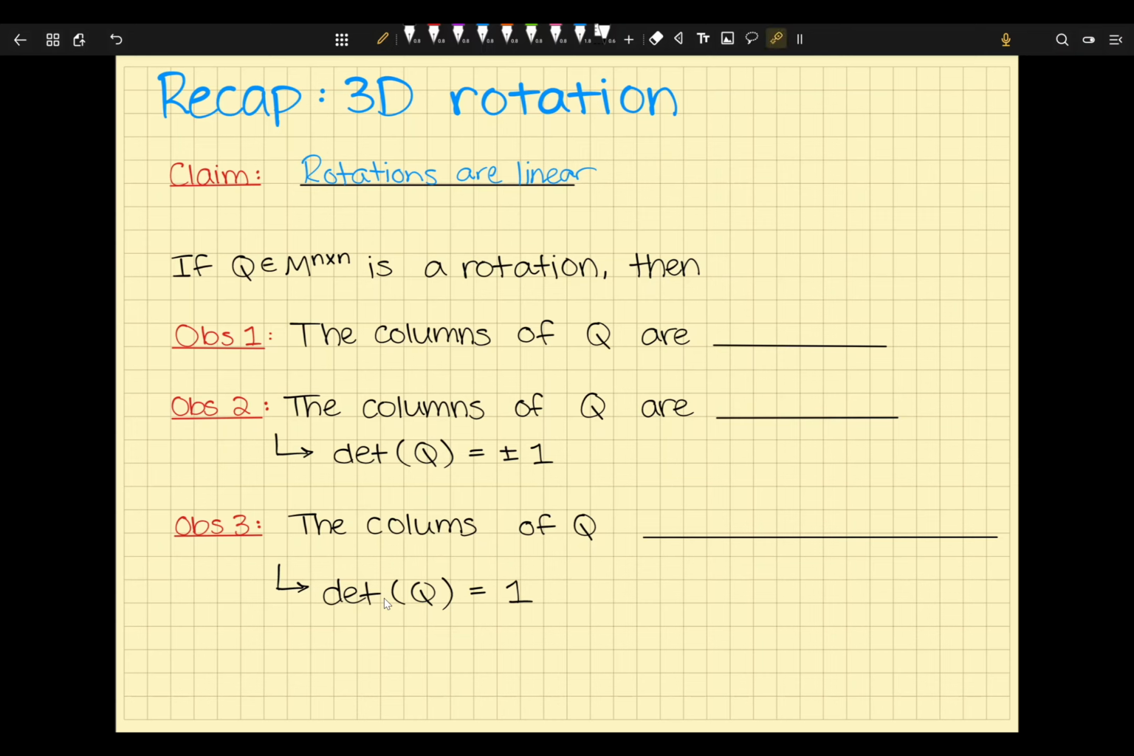And so if they are linear, then we can represent them with some square matrix. So let's suppose that Q is a square matrix and it represents a rotation. Well, what properties should Q have? And maybe I'll ask, does anybody remember what properties the columns of Q should have if it represents a rotation?